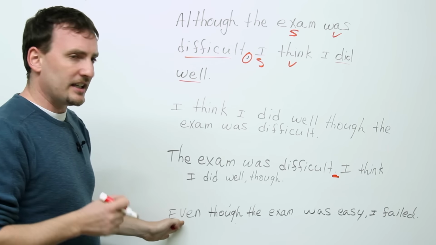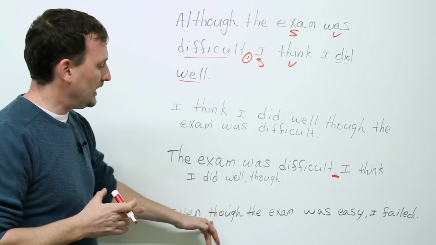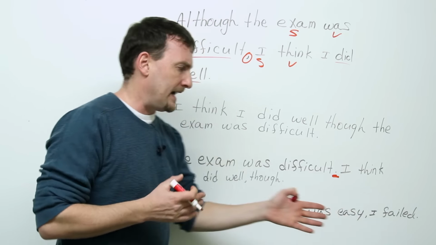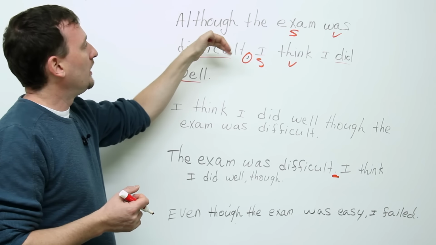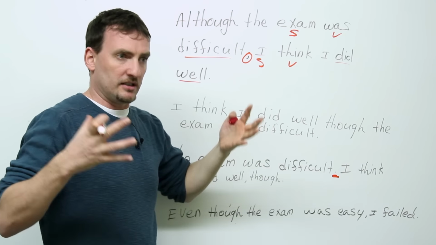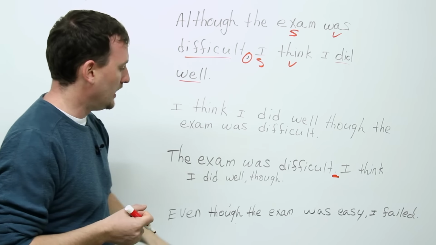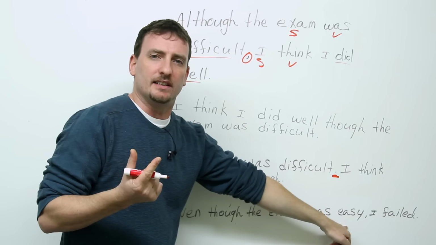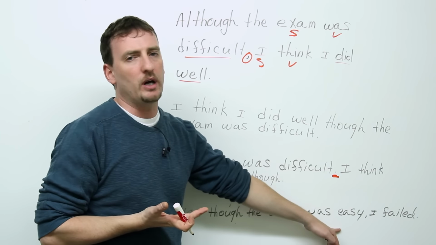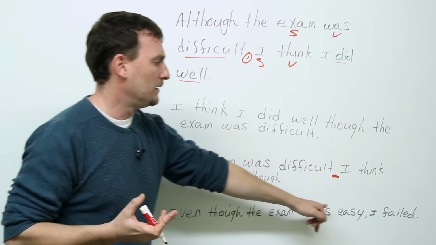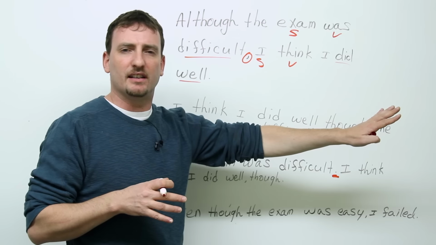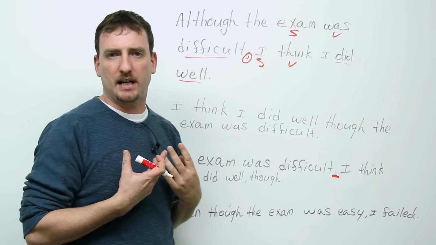Now, here I changed the sentence a little bit. Even though the exam was easy, I failed. Now, what's the difference here? The exam was difficult. I think I did well. So there is a contrast, but it's not very strong contrast, right? Here, the exam was easy. So if I hear the exam was easy, I expect that you did very well, right? That's the whole idea. But I failed. That's drastic. Drastic. It means that it's a completely different result than what I expected.